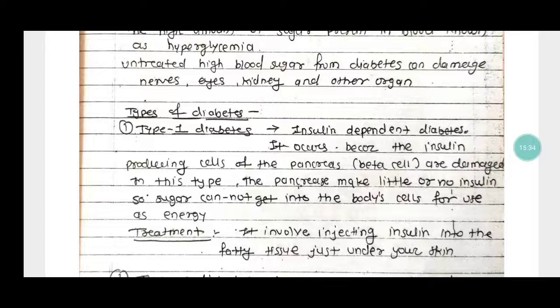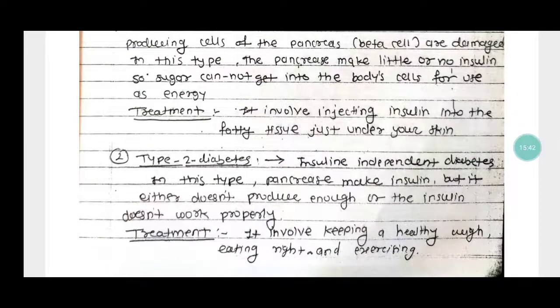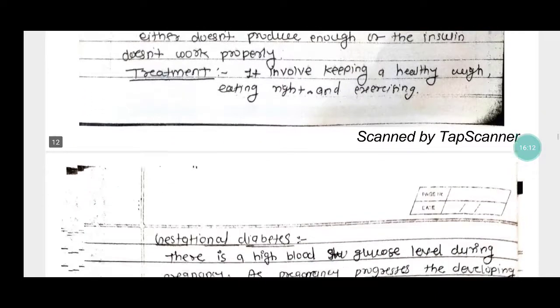So the pancreas makes little or no insulin, and sugar cannot get into the body cells for use as energy. The treatment for insulin dependent diabetes involves injecting insulin into the fatty tissues just under your skin. For type 2 diabetes, the insulin independent diabetes, the pancreas makes insulin but either doesn't produce enough or the insulin doesn't work properly. The treatment for insulin independent diabetes involves keeping a healthy weight, eating right, and lastly exercising.